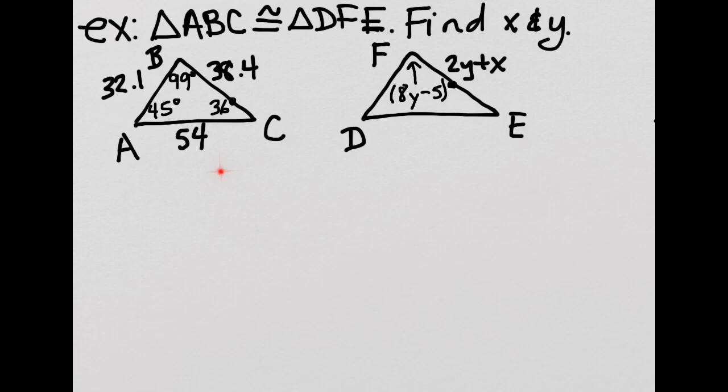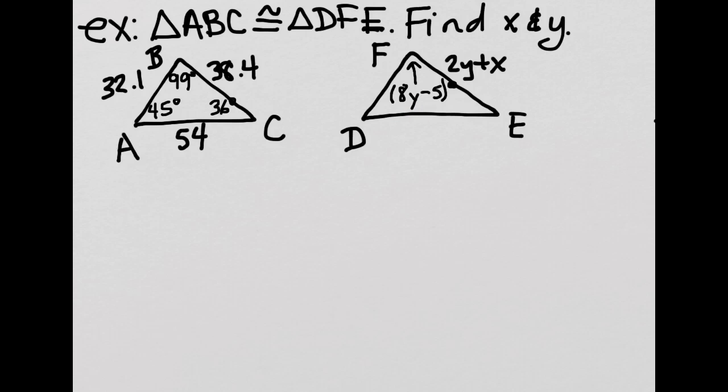Well, if we know that the triangles are congruent, we know that their corresponding or matching parts are going to be congruent. So what we can do is take the important parts of the triangles that are labeled and set them equal to each other. If we look over at triangle DFE, we see that 8y minus 5 is angle F, and 2y plus x is side FE. So those are the important parts. So angle F needs to be set equal to its corresponding part in triangle ABC.